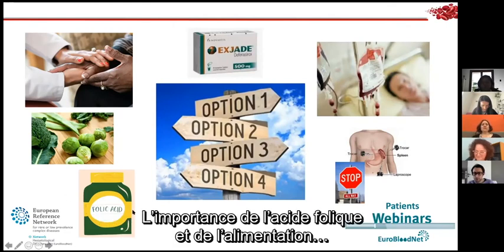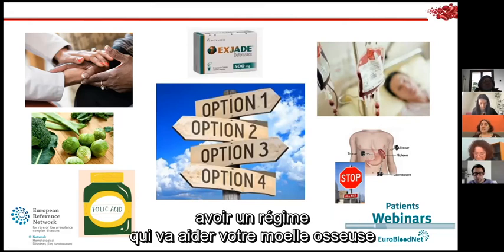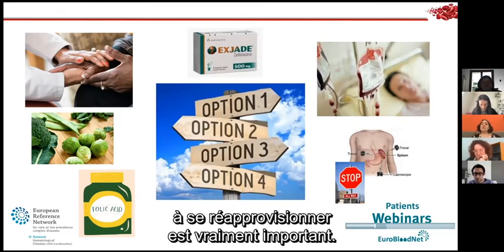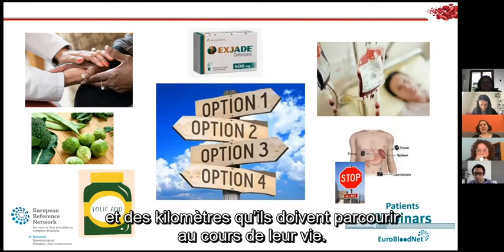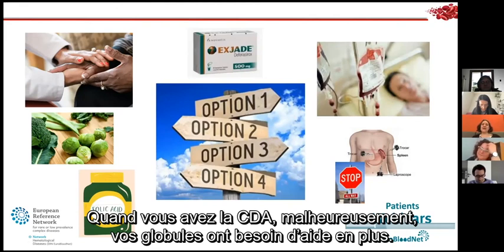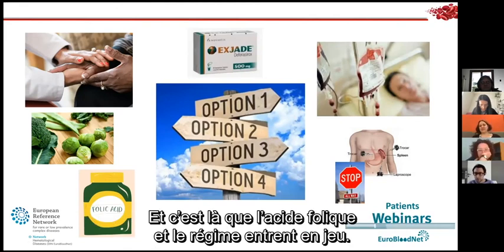The importance of folic acid and having a diet that's going to help your bone marrow to replenish is really important. And we've heard about the hard job of these red blood cells and how many kilometers they have to go through in their lifetime. And when you have CDA, unfortunately, your red blood cells need extra help. And that's where the folic acid and the diet will come in.